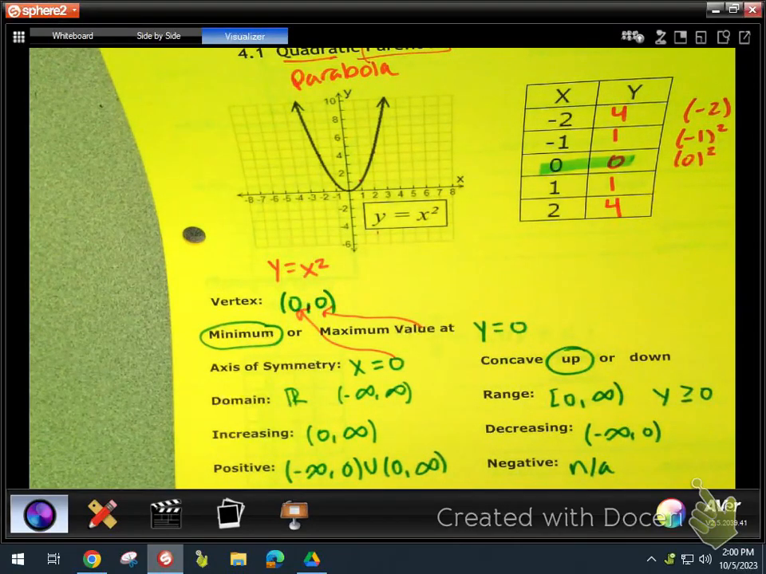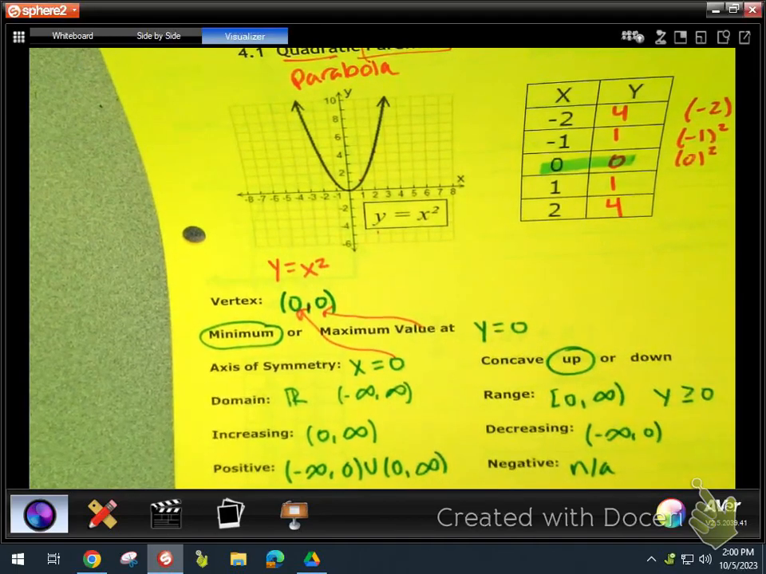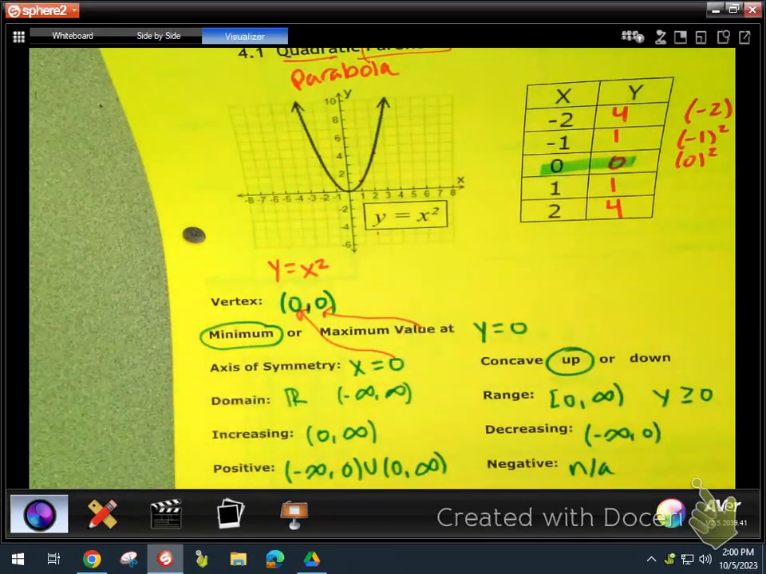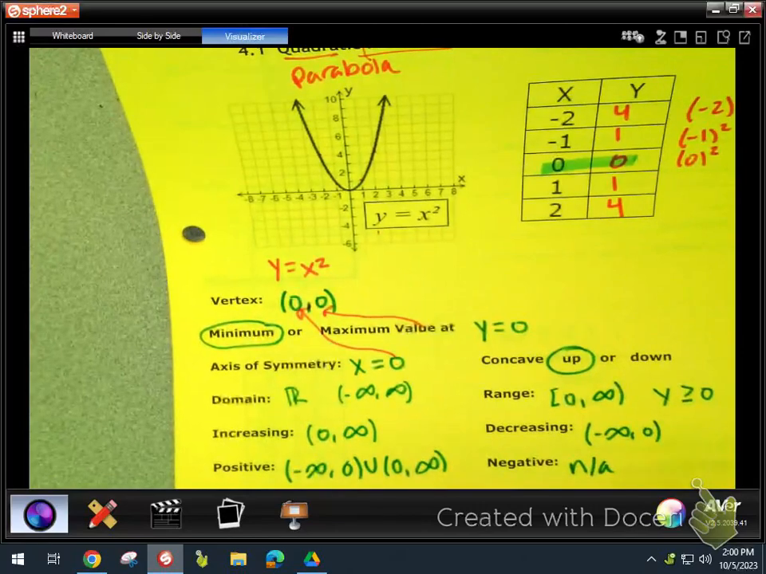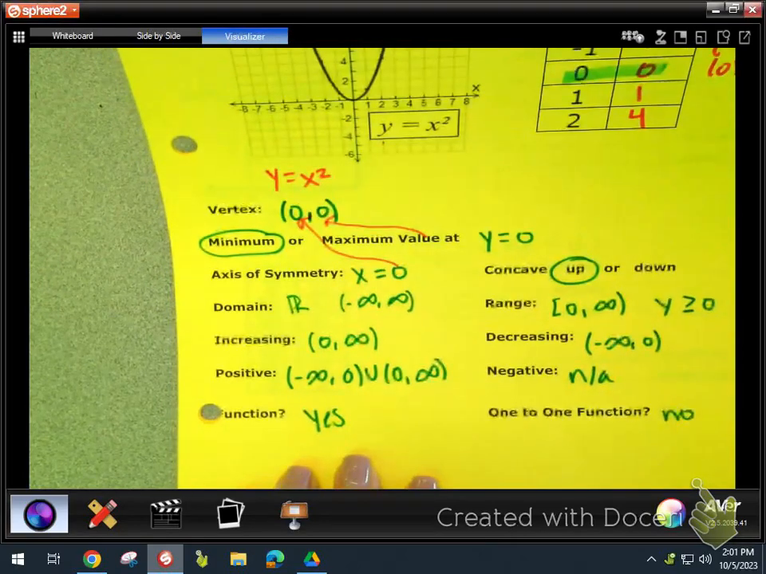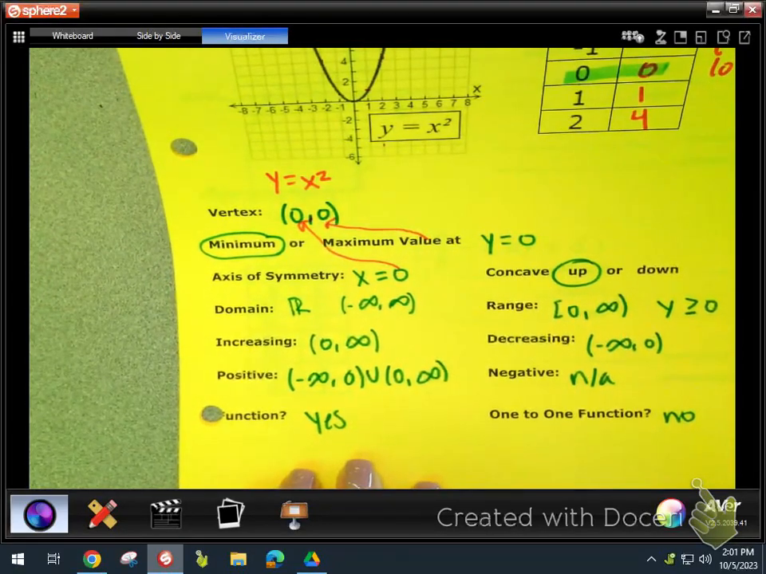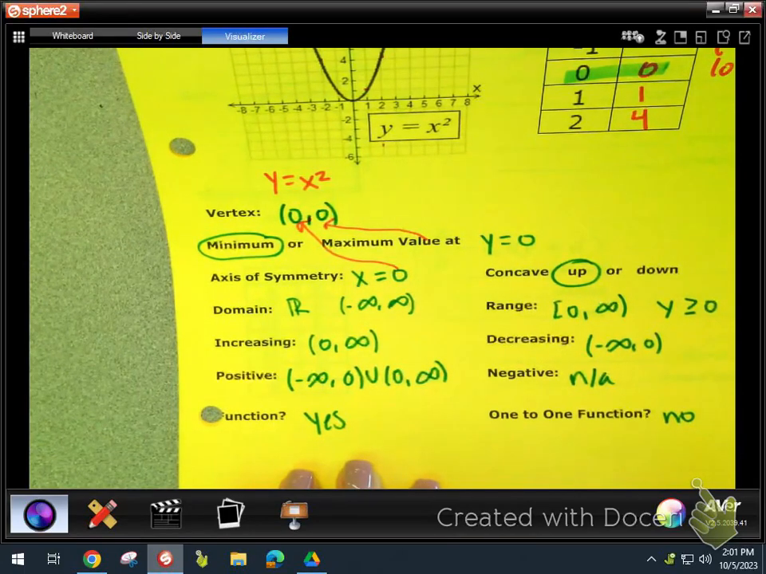Is it a function? How do you know something is just a regular function? It passes the vertical line test. What about a one-to-one function? Because a y value can only be paired with one x value. Exactly. What test can we do? Horizontal line test. So one-to-one means your x's and y's can't repeat.